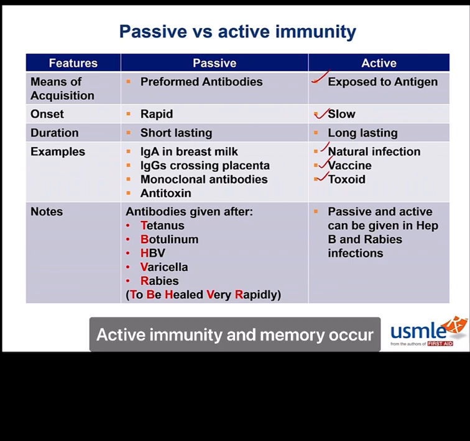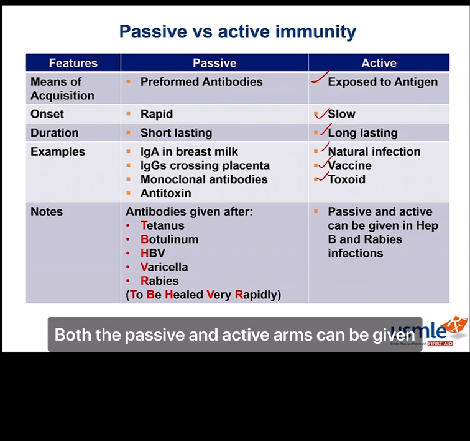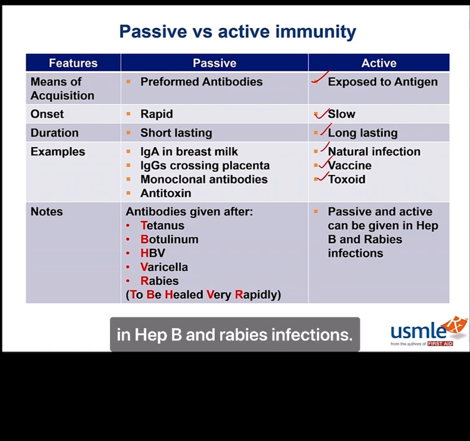Active immunity and memory occur via thymus-dependent mechanisms through presenting protein antigens and then co-stimulation. The active immunity arm is obviously then going to be longer lasting. Both the passive and active arms can be given in Hep B and rabies infections.